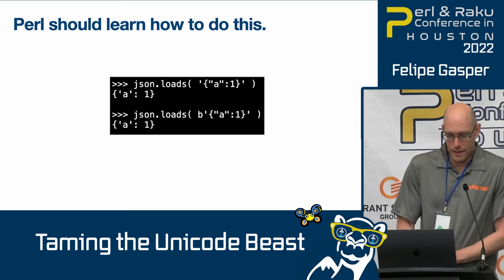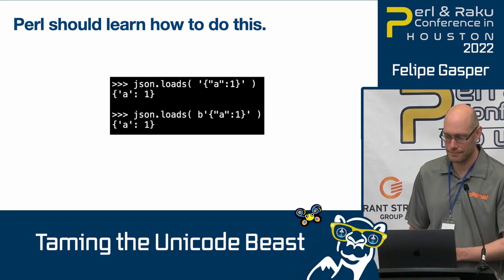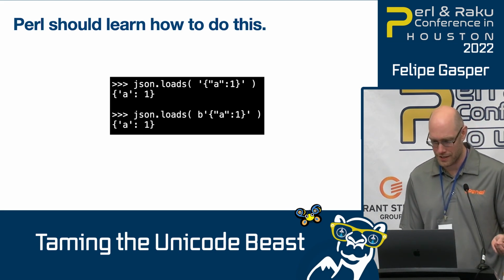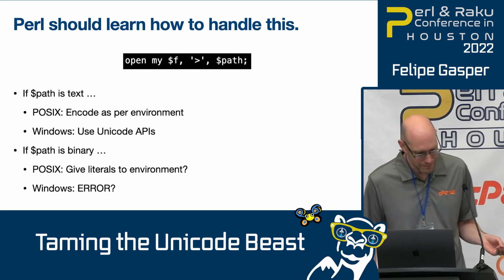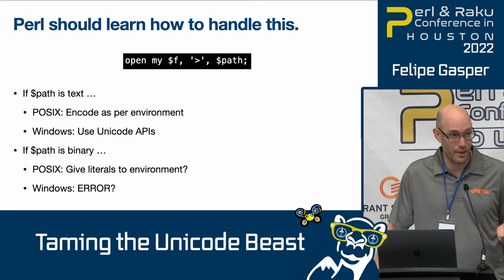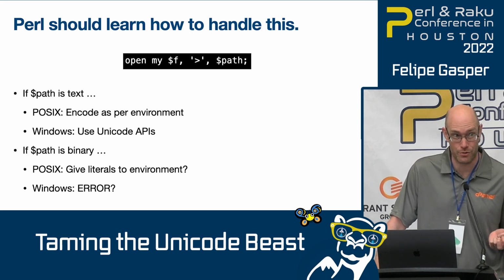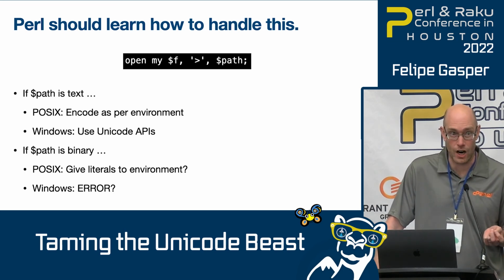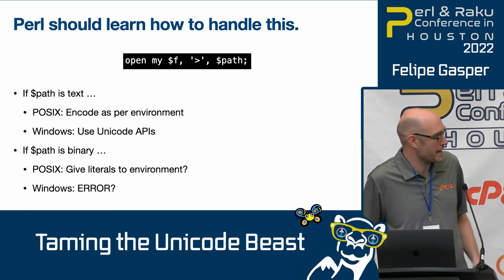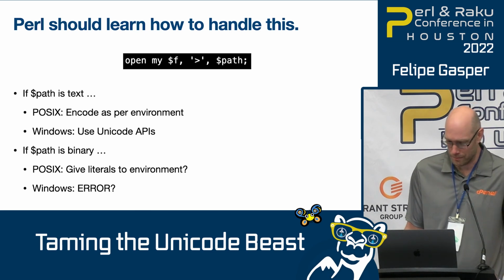Longer term, Perl really needs to learn how to do this, because it really hurts that we can't. If Perl can be taught to reliably differentiate text strings from byte strings, we could even do this, where if the path is text, we can encode as per the environment. We could even on Windows use Unicode APIs, which would actually make Perl a heck of a lot more palatable for use on Windows. If you haven't tried it, Perl on Windows is really hard if you have Unicode in your path names. And then of course, if the path is binary, you just act accordingly. You get an error on Windows, since on Windows, paths are not binary at all.